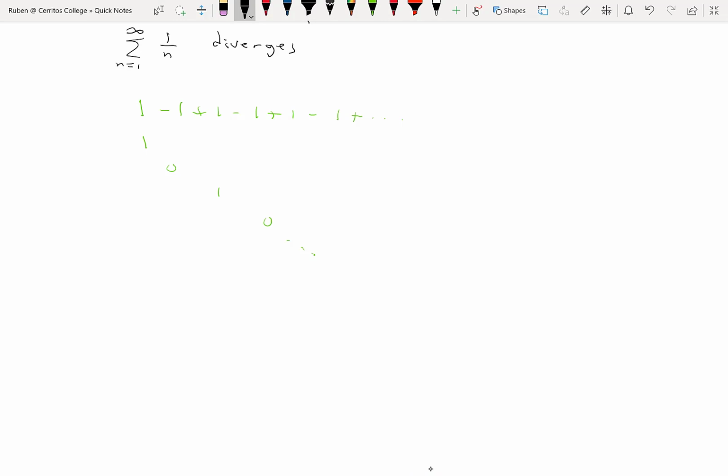Very often, series divergence means that the series is approaching infinity, but it's not necessary. It's not always the case. Okay, so let's take a look at a very special series.